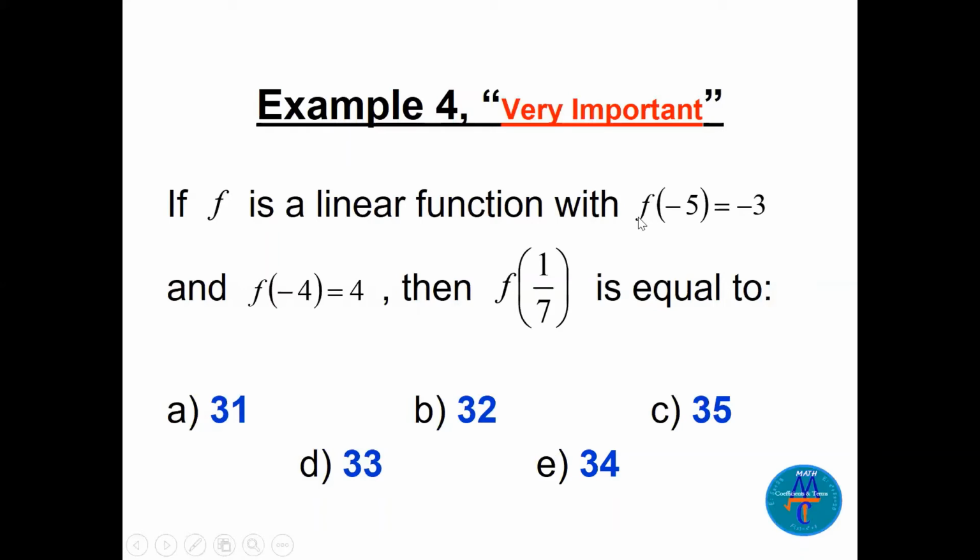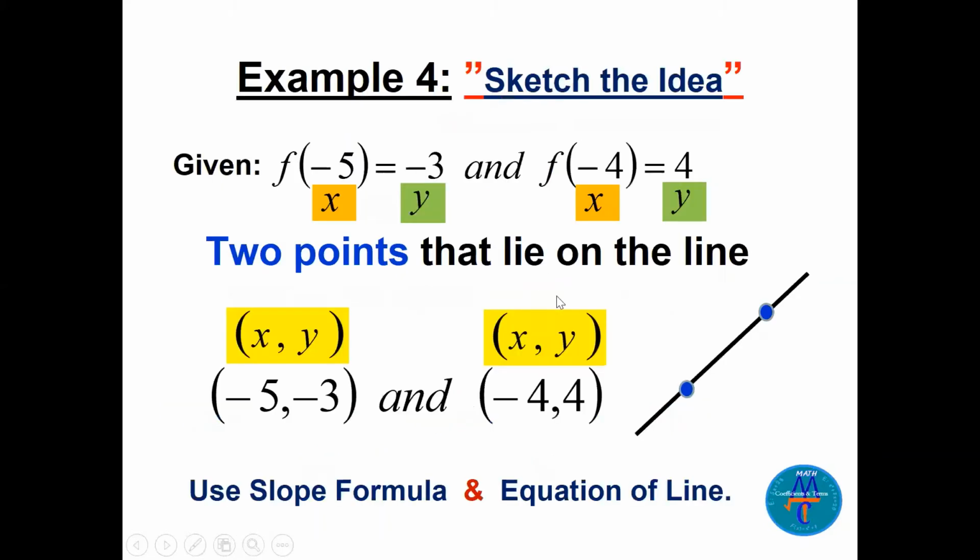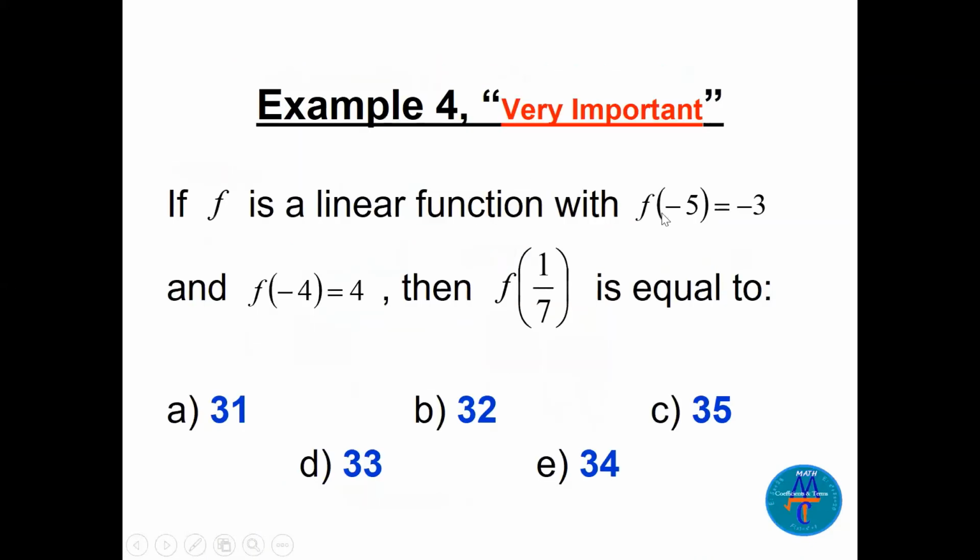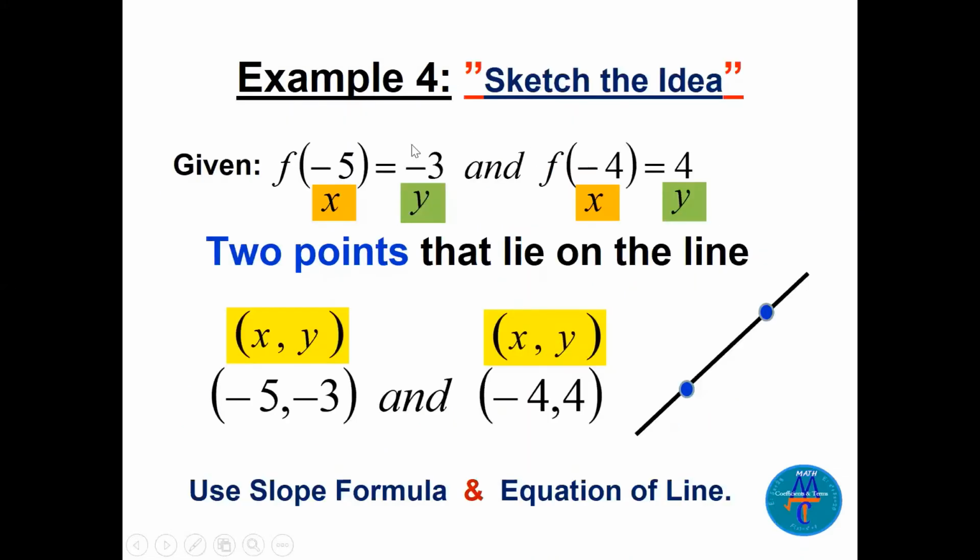We have f of minus 5 is equal to minus 3. So that's a point on the line. This is another point, x and y. And here I say this x is 1 over 7, find its y, find the image. Let's make a sketch here. I sketch the idea. I just look at the given: f of minus 5 is equal to minus 3. So you can say this is x and this is y.